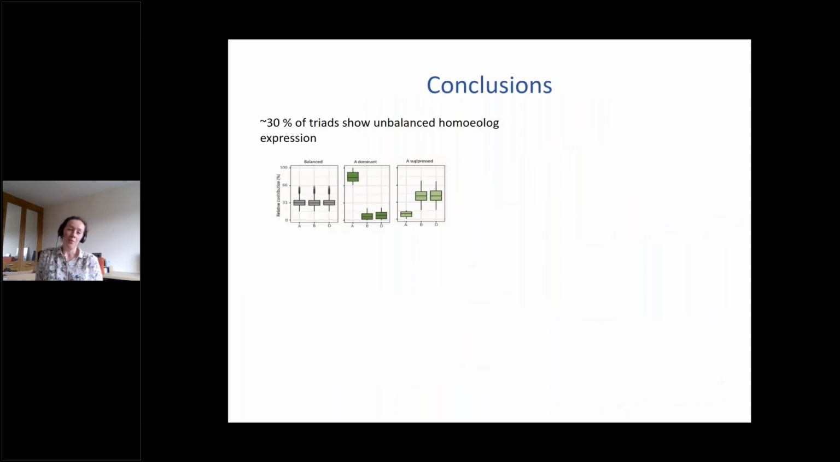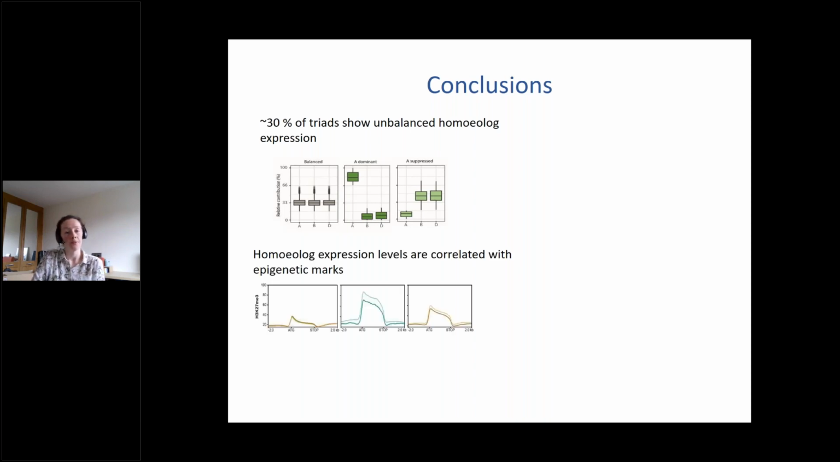So in conclusion, we found that in wheat, 30% of triads show unbalanced homolog expression, which is interesting because this could be a potential way to improve wheat by only needing to worry about one or two of the homologs rather than needing to be concerned about all three homologs, as is the case for balanced triads. We found that homolog expression levels are correlated with epigenetic marks. We don't know which is cause and effect, but that's something that we're continuing to work on.